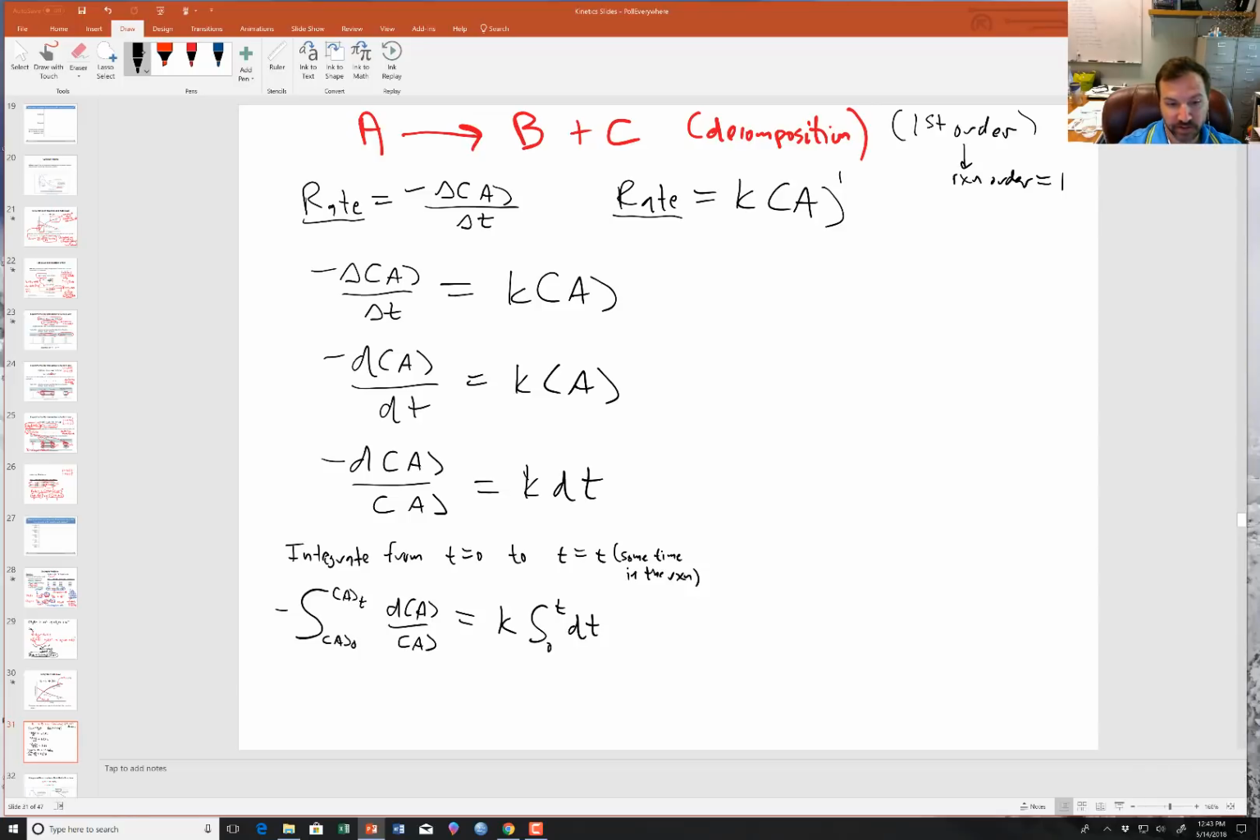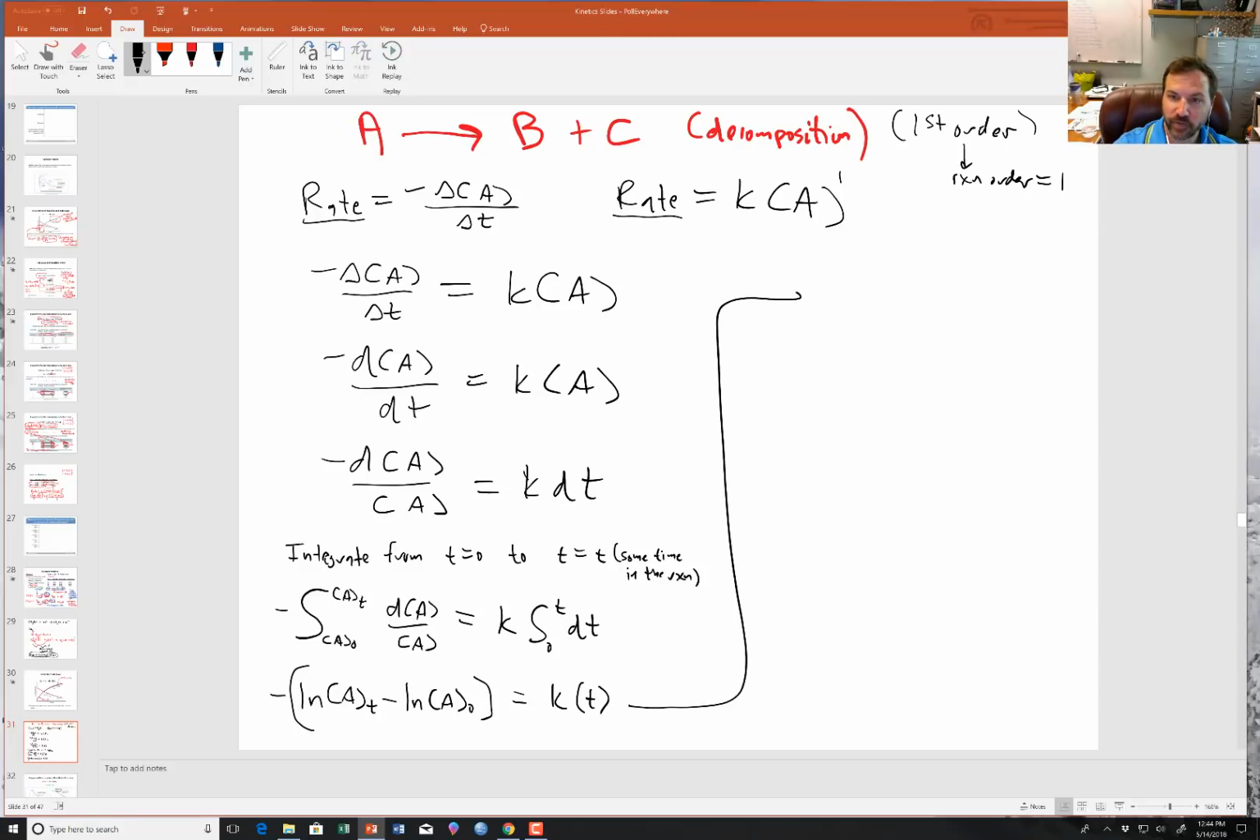And then we can simply use the standard integral, and we would solve and find that this left side of the equation would give us a natural log of A_t minus natural log of A_0. And of course, that would equal k times t. And we can now rearrange the result of that integral.